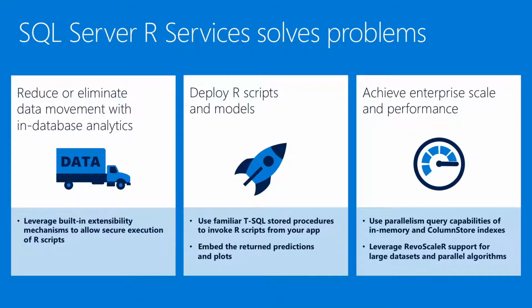By pushing the intelligence closer to the data, we also address the challenges I mentioned before. We reduce or eliminate the data movement since you can push the compute to execute on SQL Server. You can now deploy your R scripts and easily access them by invoking a T-SQL stored procedure from your production application. And when it comes to scale and performance, you can leverage SQL Server capabilities like parallel query processing, column store indexes, and in-memory tables alongside your R scripts to boost performance. In addition to that, you can also leverage RevoScaleR functions for parallel execution.